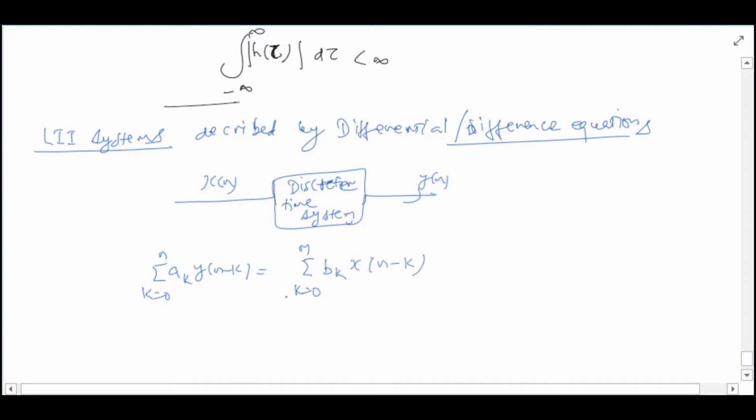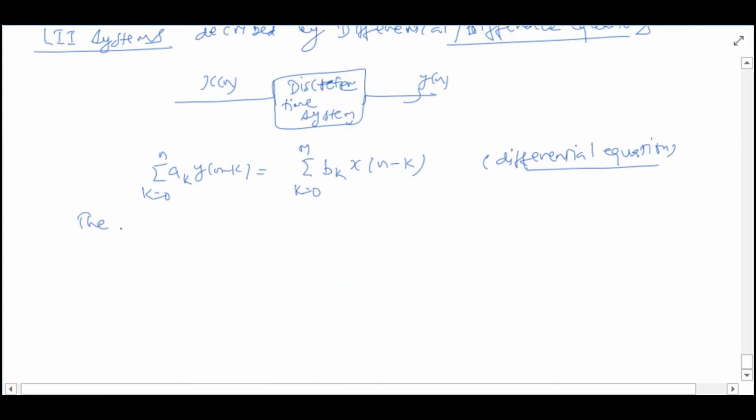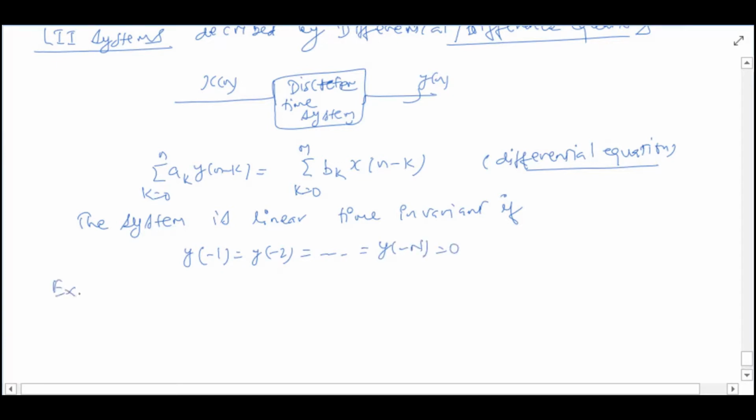This equation is called a difference equation. Then this system is linear time invariant if the following condition holds: y[-1] equals y[-2] equals dot dot dot equals y[-N], all these are 0. Let's see an example.